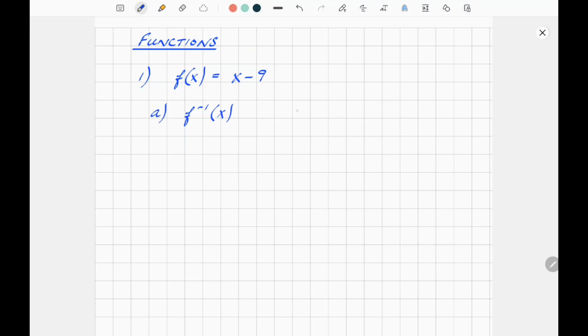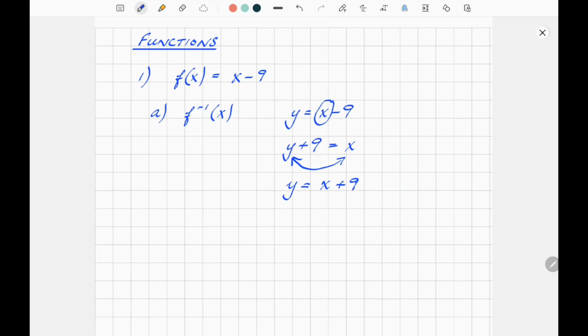So let's say y equals x minus 9. Then you want to make the x the subject of the equation, change it around. So that basically is y plus 9 equals x. And then what we do is we swap the x and the y. So the inverse function is y equals x plus 9. Does that make sense?